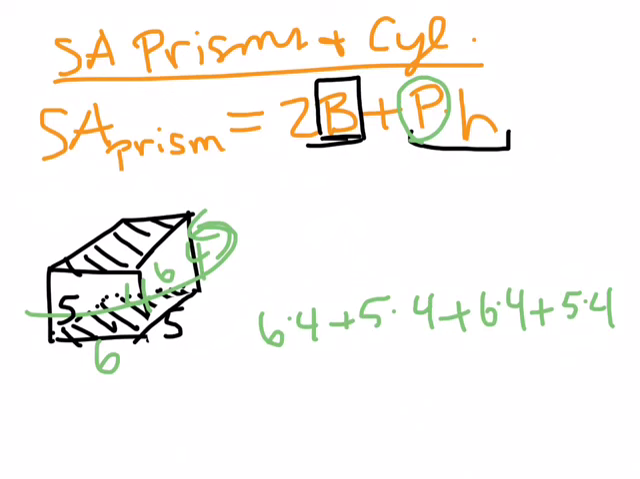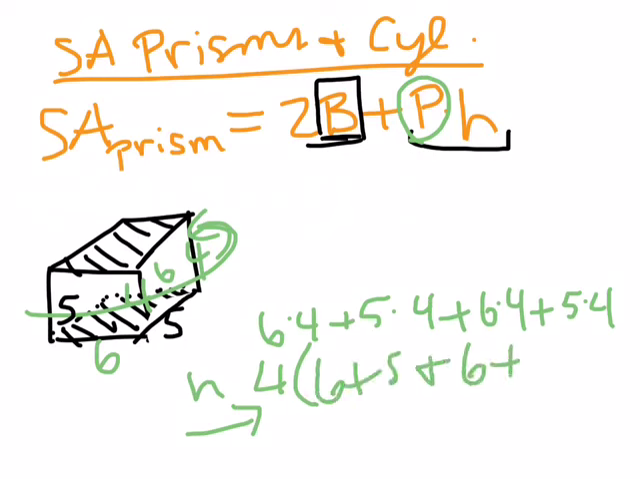So instead of doing all of that, we're really just factoring out a 4, which is going to be your height from above. And then what's left is the 6 plus 5 plus 6 plus 5. And guys, that's the perimeter. So it boils down to a formula that instead of adding up all of them separately, perimeter times the height. Okay, so that's the background for the surface area prism formula.